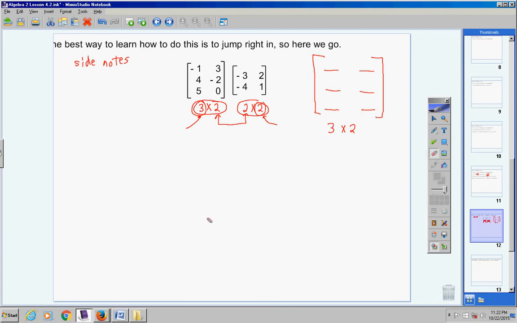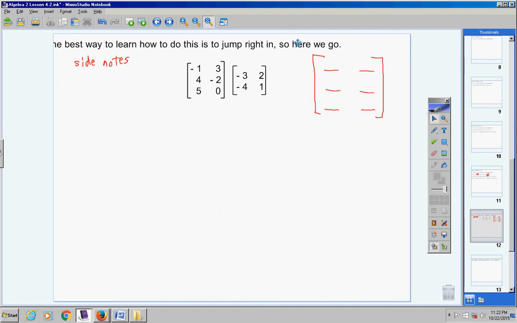And here's where it gets difficult. Let's review. Step 1, if your inside numbers match, you're good. If they don't, no solution. Then take your outside numbers, that's the dimension of your answer or the order of your answer, and then write an empty matrix like this so you can put your answers in as you go along, okay? So with that in mind, let's go ahead and we no longer need this. I'm going to get rid of that 3 by 2, okay?